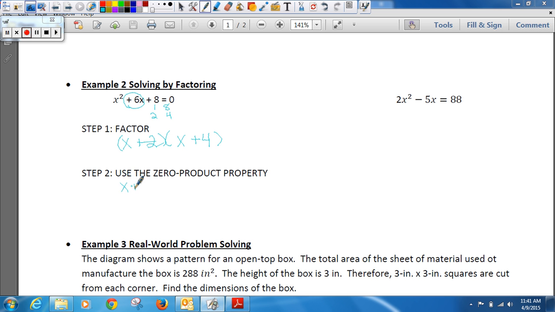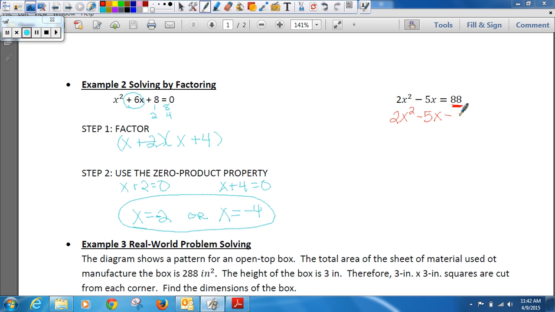So I set x plus 2 equal to 0, so x equals negative 2. Or x plus 4 equals 0, so x equals negative 4. So our two solutions there are x equals negative 2 or x equals negative 4. On our next one then, first of all, remember it has to be equal to 0 in order to solve. So it's not equal to 0, so I need to get it equal to 0, so I need to move that 88. So I have 2x squared minus 5x minus 88 equals 0. And now that that's equal to 0, I can go ahead and solve it.